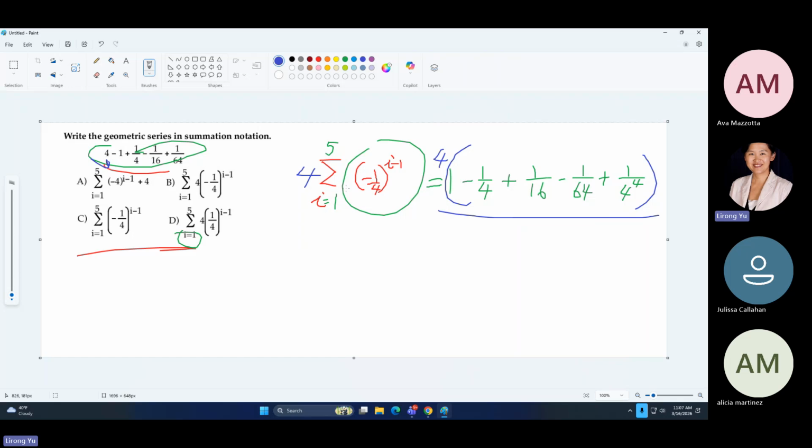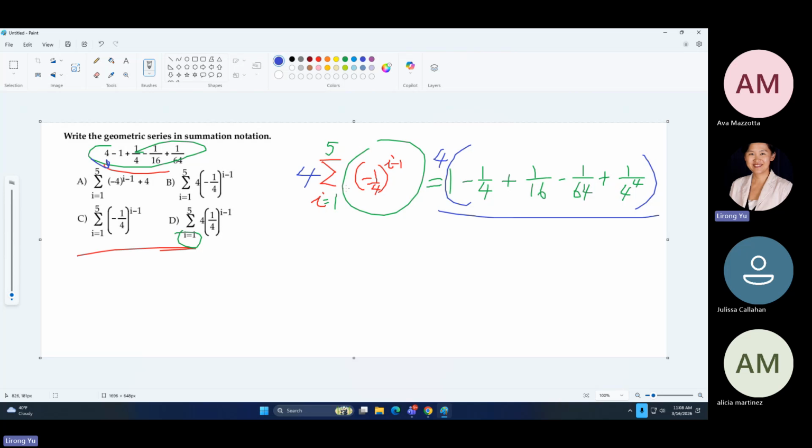So with all these considerations, I think the correct method will be B. In B, the effort is to guarantee the first number is 4. If you look at A, it will start with 5 instead of 4. Because when I put a 1, I - 1 is power 0, negative 4 to the power 0 is 1. Any number to the power 0 is 1. So when I put a 1, you have 1 plus 4, which is 5. And we're not starting from 5, we're starting from 4.